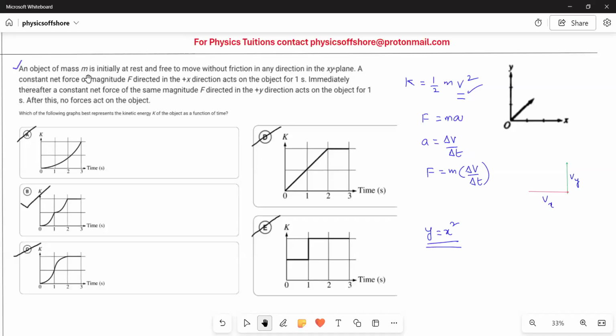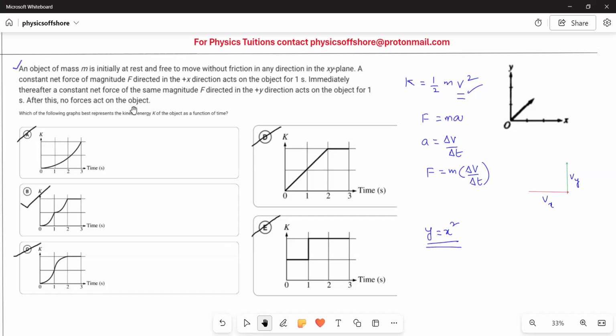An object of mass m is initially at rest and free to move without friction in any direction in the xy plane. A constant net force of magnitude F directed in the positive x direction acts on the object for 1 second. Immediately thereafter, a constant net force of the same magnitude F directed in the positive y direction acts on the object for 1 second.